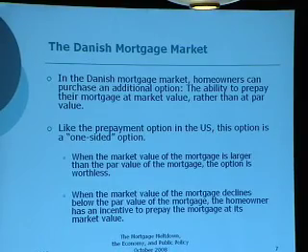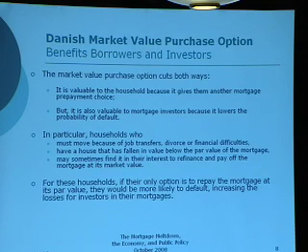Now, there are places in the world where you can do this, and the most prominent one is the Danish mortgage market. In the Danish mortgage market, homeowners can purchase an additional option, the ability to prepay their mortgage at its market value rather than its par value. Like the prepayment option in the United States, this option is a one-sided option. When the market value of the mortgage is larger than the par value, the option is worthless. When the market value of the mortgage declines below the par value, the homeowner has an incentive to prepay the mortgage at its market value. The Danish market value purchase option benefits both borrowers and investors. The market value purchase option cuts both ways.